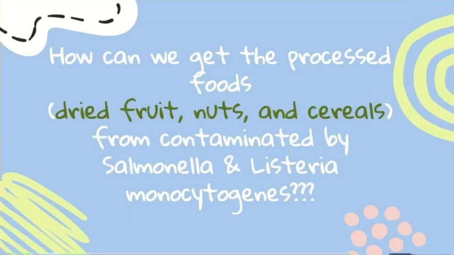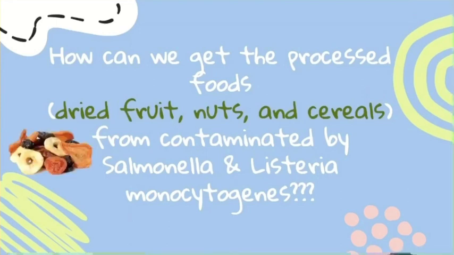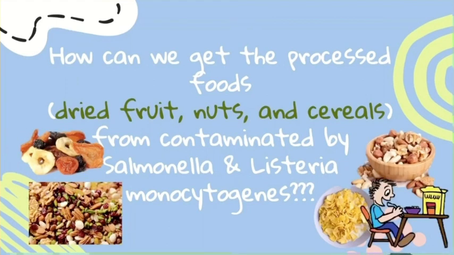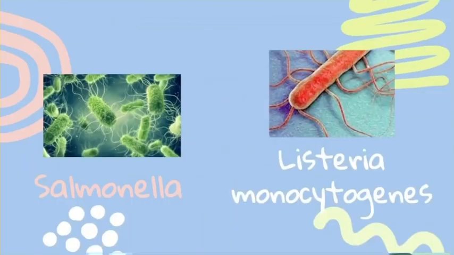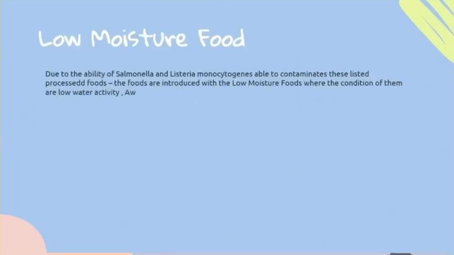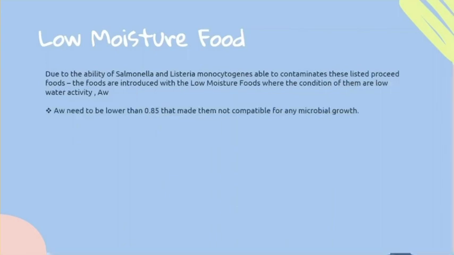Processed foods like fruits and cereals are contaminated by Salmonella and Listeria monocytogenes. Food can be contaminated in low moisture foods (LMF), where the water activity needs to be lower than 0.85.